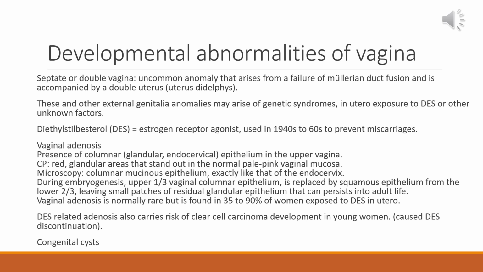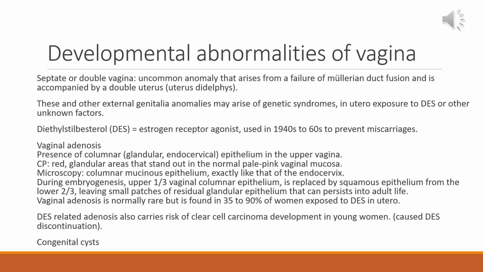What happens if there is persistence of islands of columnar epithelium there? Vaginal adenosis. Why do we care about it? Because this related vaginal adenosis has a much higher risk of clear cell carcinoma, which is an adenocarcinoma, a very rare one, that already appears in young age. We really don't want it.